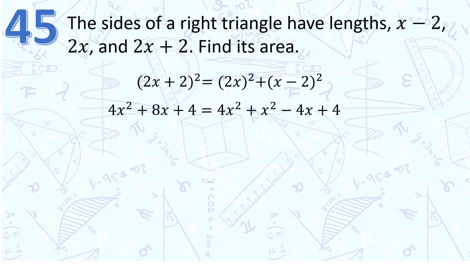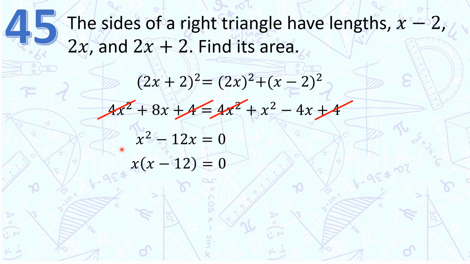On the left hand side, we have 4x squared plus 8x plus 4. On the right hand side, we have 4x squared plus the square of x minus 2, x squared minus 4x plus 4. Simplifying this equation, we will have x squared minus 12x equals 0, canceling 4x squared and 4. So what is left is x squared minus 12x equals 0.